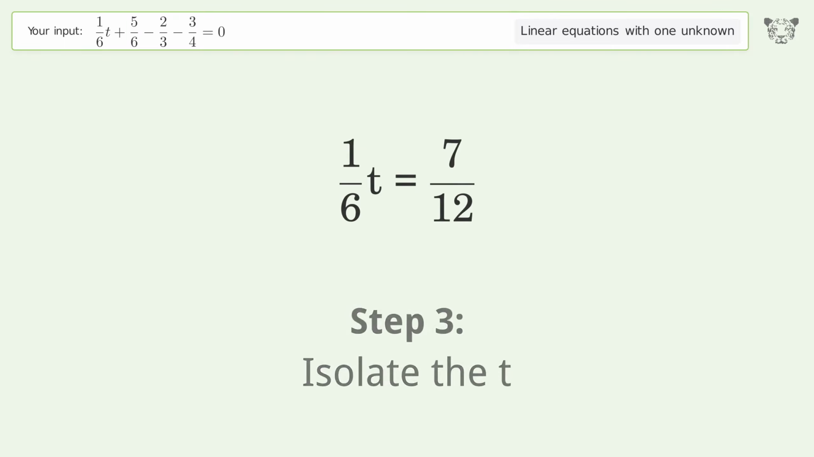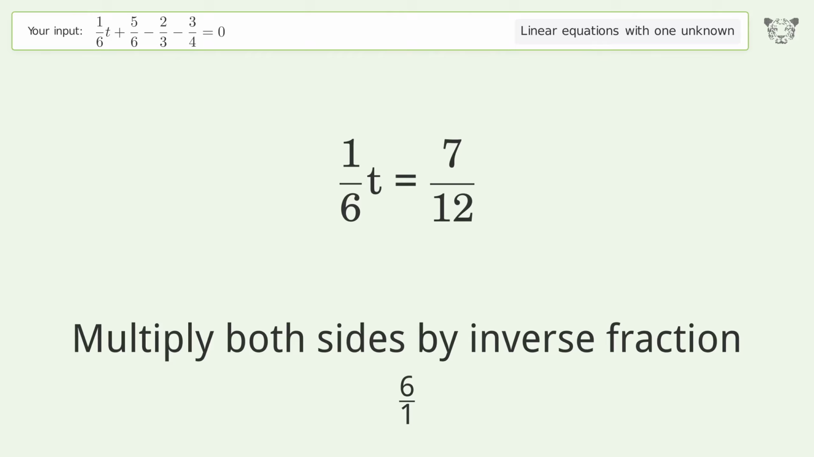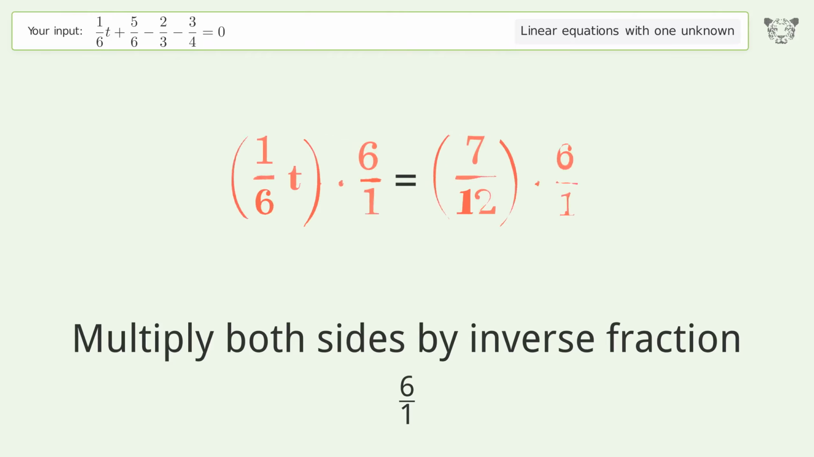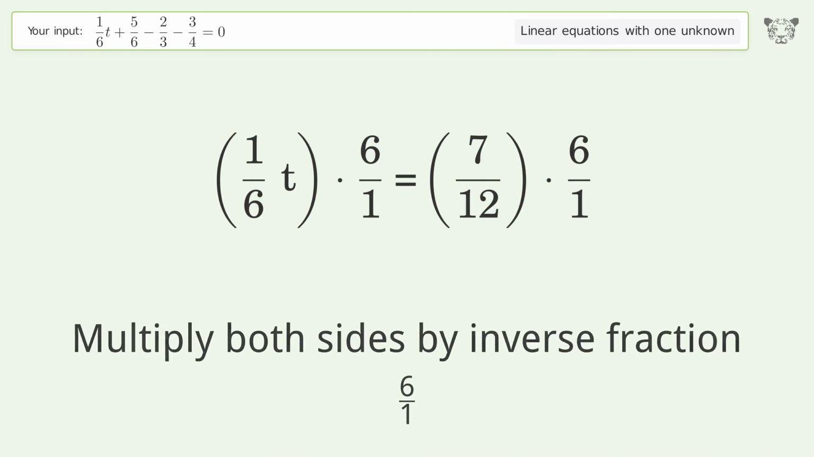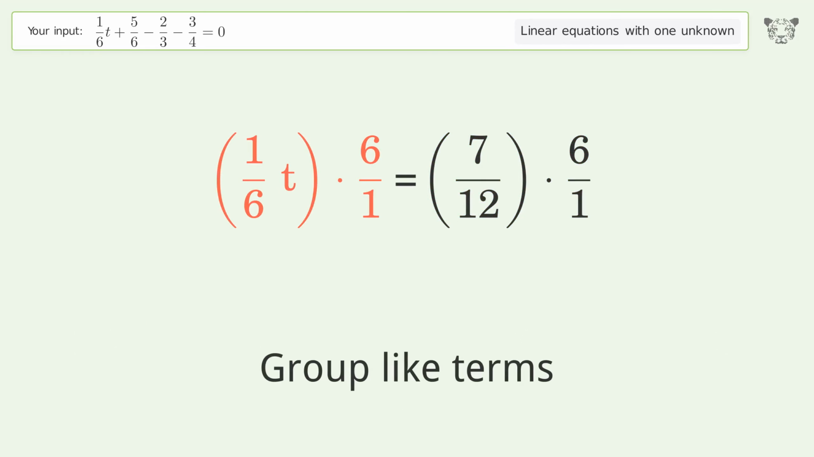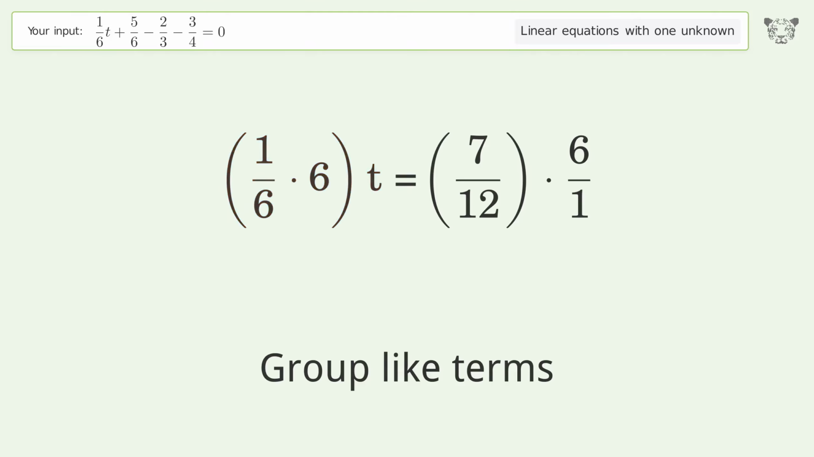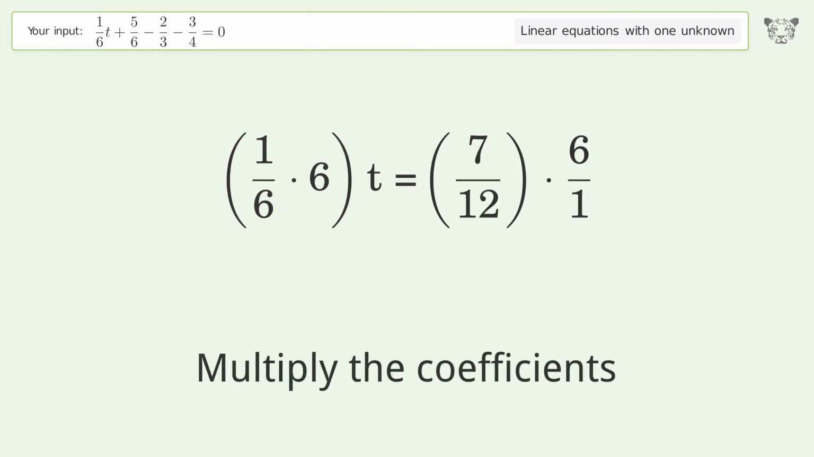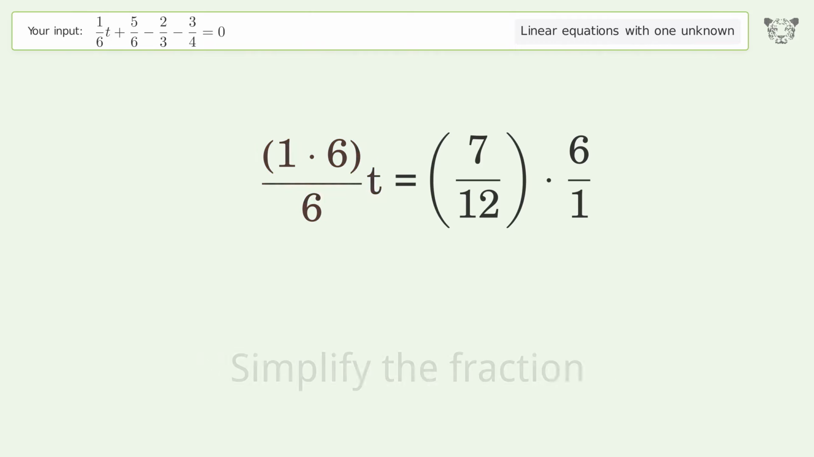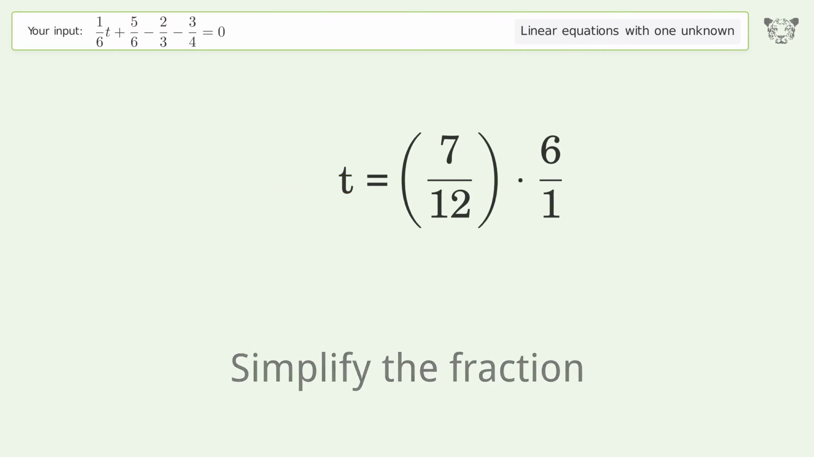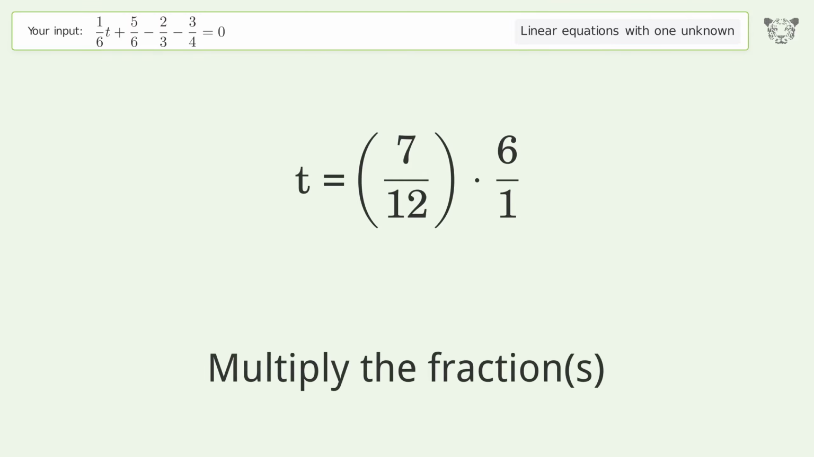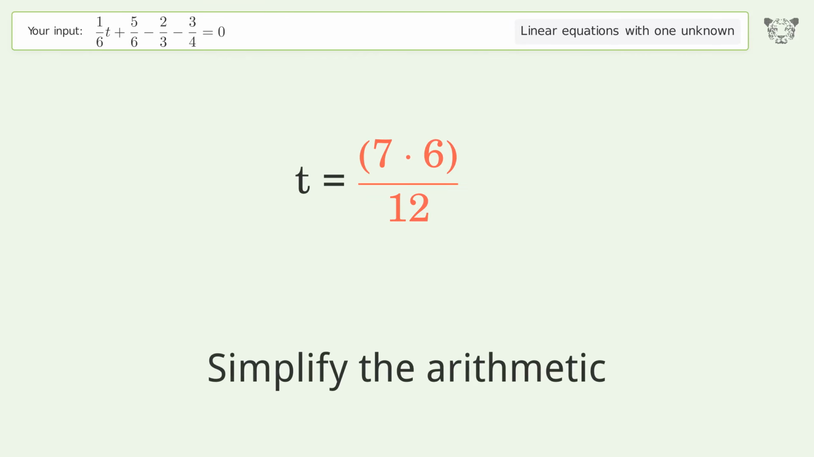Isolate the t. Multiply both sides by inverse fraction 6/1. Group like terms. Multiply the coefficients. Simplify the fraction. Multiply the fractions. Simplify the arithmetic.